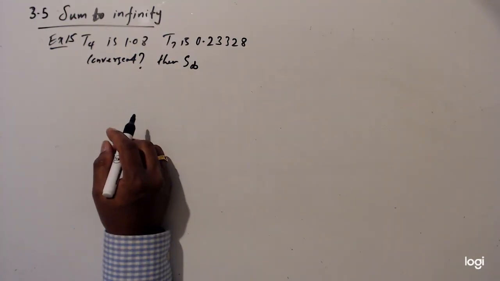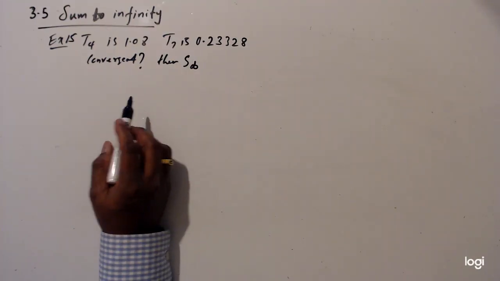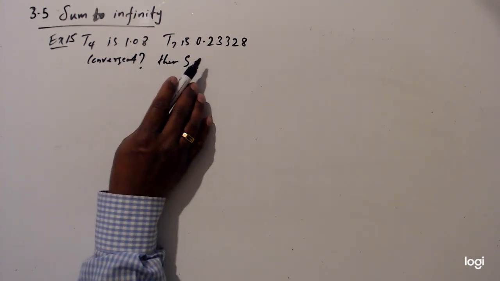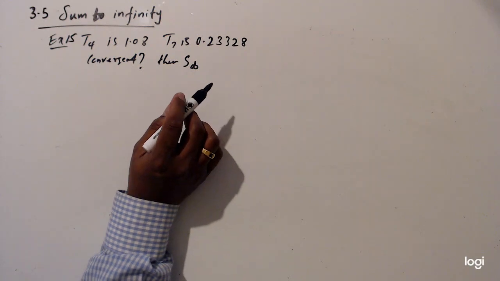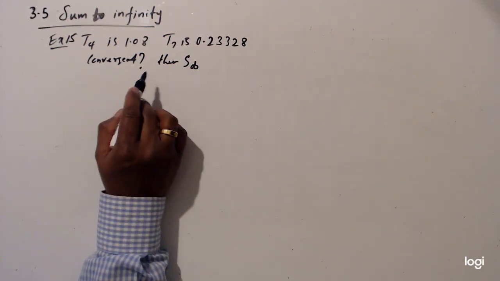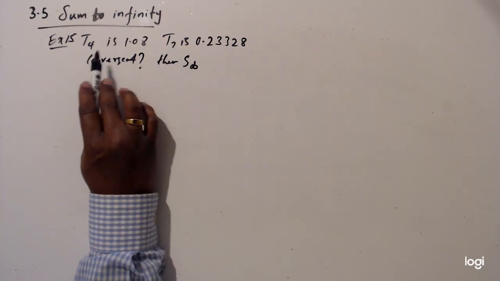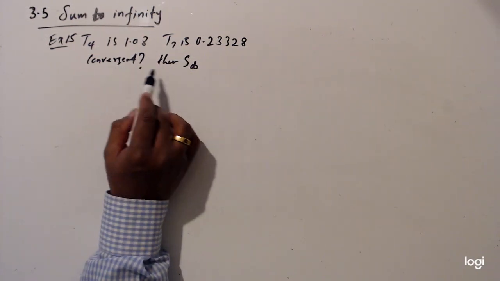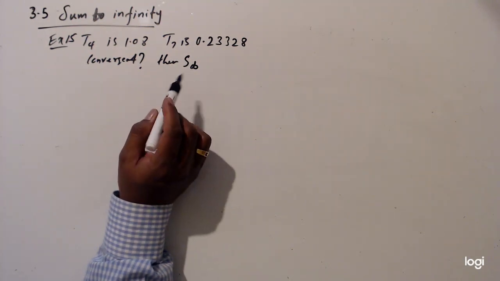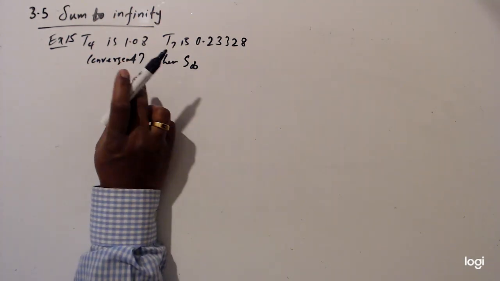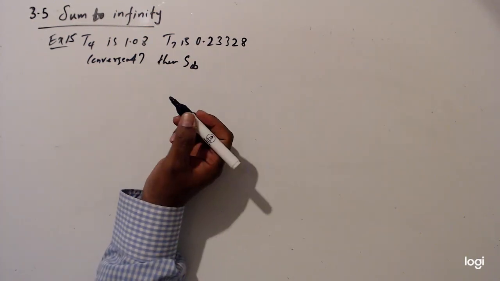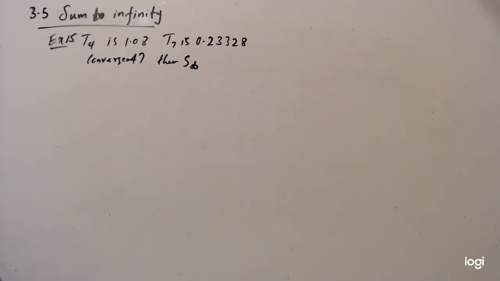Example 15 in the book. They have given the fourth term is 1.08 and the seventh term is 0.23328. We want to find whether this series is convergent or divergent. If it is convergent, find the value up to infinity. Convergent or divergent depends on r, so we need to know the r value.